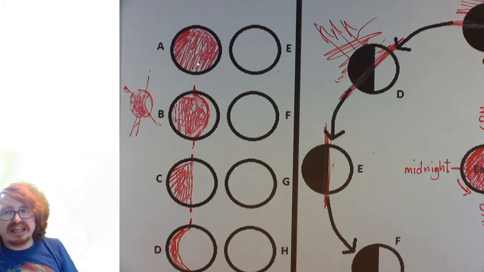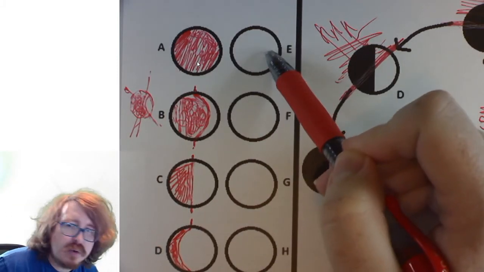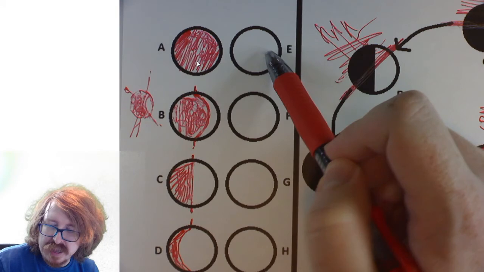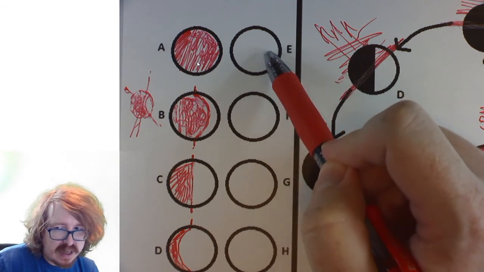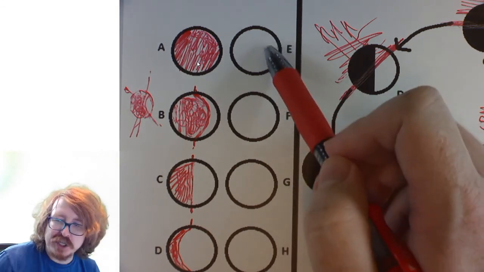Moon is fully lit up. So when we draw Moon E, we don't have to draw anything. Okay? Moon E is fully lit up. Totally lit. We're good to go.